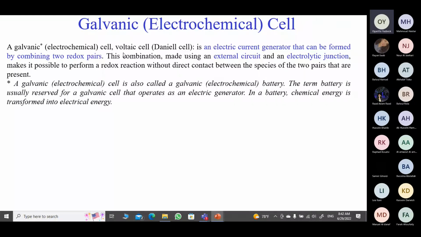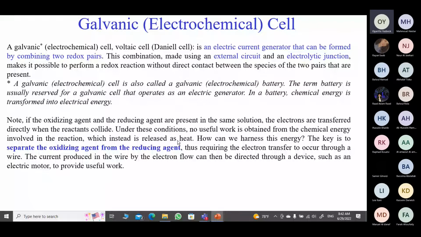A galvanic electrochemical cell, voltaic cell or Daniell cell, is an electric current generator that can be formed by combining two redox pairs. This combination, made using an external circuit and an electrolytic junction, makes it possible to perform redox reactions without direct contact between the species present.